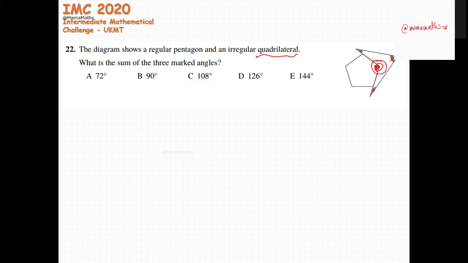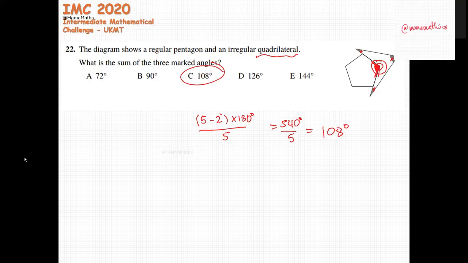So all we have to do is to find the angle of this one. So that's 5 minus 2 times 180 degrees divided by 5. So 3 times 180, that is 540 divided by 5, it will give us 108 degrees. So the answer is C. Now, you don't have to solve for this one if you already know what the angle of the interior of the regular pentagon is. Okay? Question number 23.